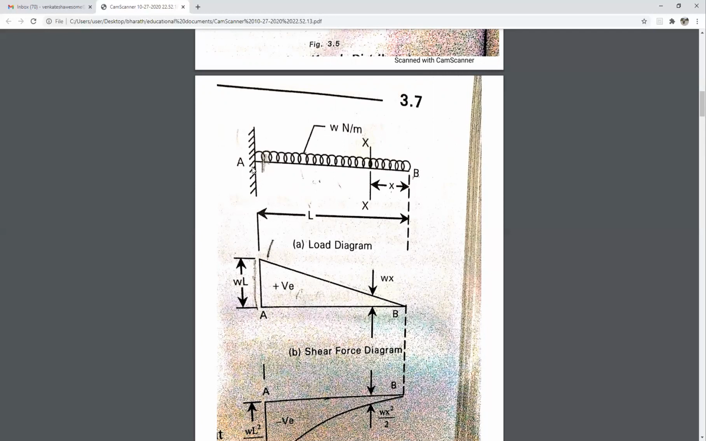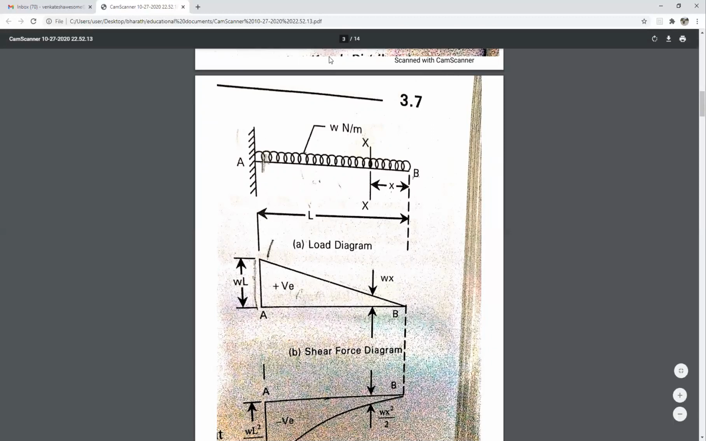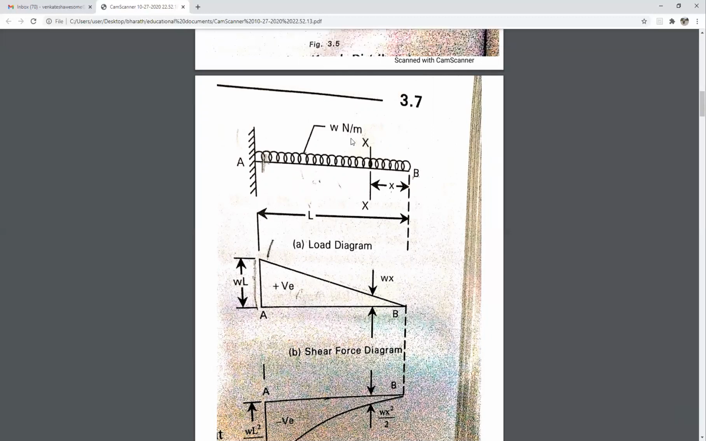So for 1 meter, the load will be 5 kilonewtons, 5 newtons. Okay, in case of 10 meters, it should be multiplied with the 5. Okay, so 15 newton per meter. The total load will be the 15 newton per meter. Okay.